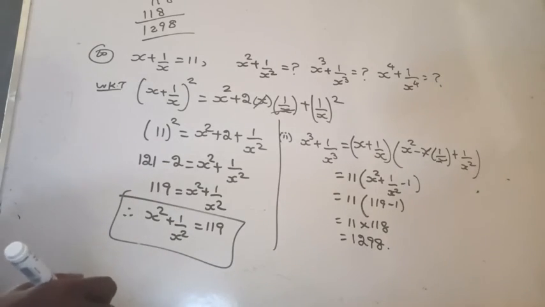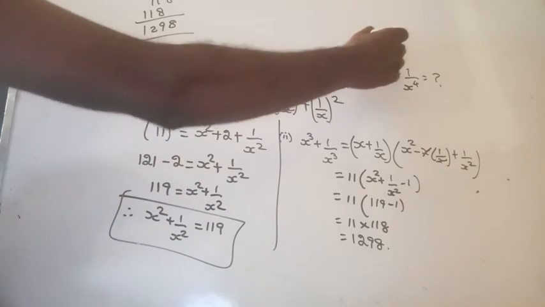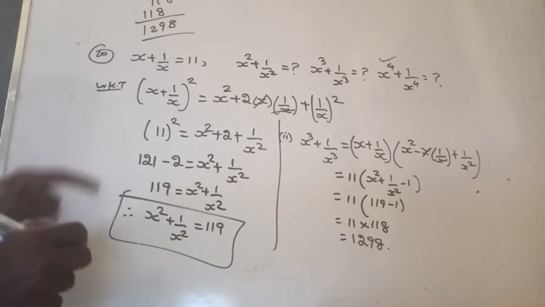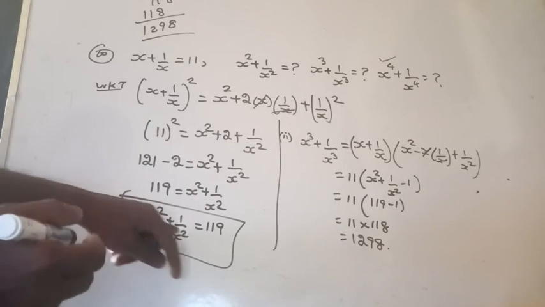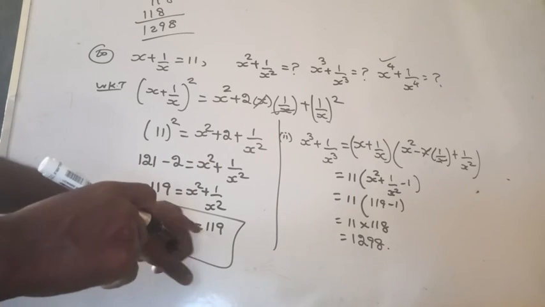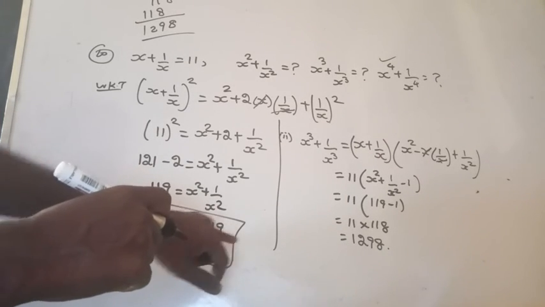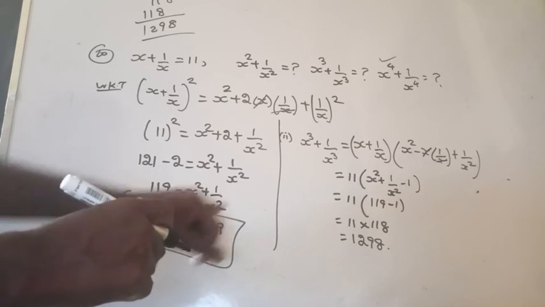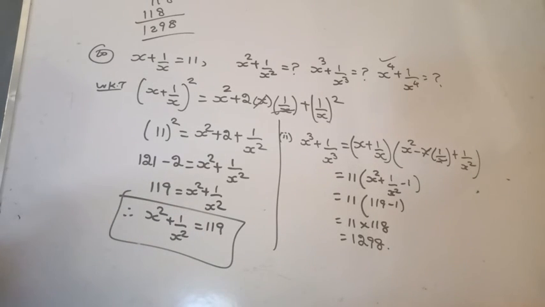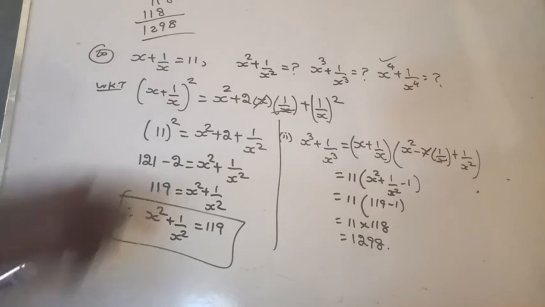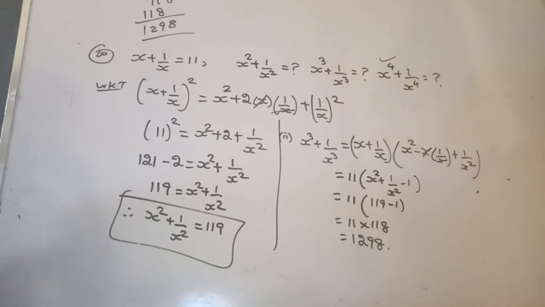Am I right? Now you have to find the third one. How will you do that? Just square this one. Which one? x square plus 1 by x square the whole square is equal to x power 4 plus 1 by x power 4 plus 2. Square this one and then subtract 2, you will get the answer for x power 4 plus 1 by x power 4. That one please try on your own. Okay? Yes.